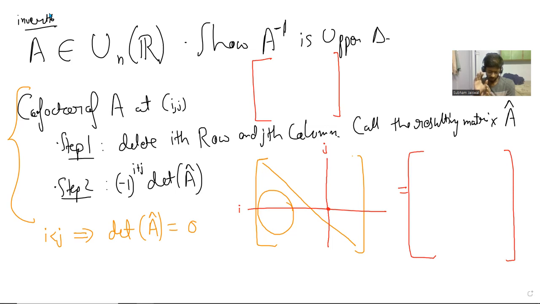Right. Okay, so you are saying two things. You're saying that there is at least one zero on the diagonal, and that it is upper triangular. Simple, right? Nagesh, is that clear? That A cap is upper triangular, right? And at least one diagonal entry of A cap is zero. Is that clear? Try to see that. That is the crux.